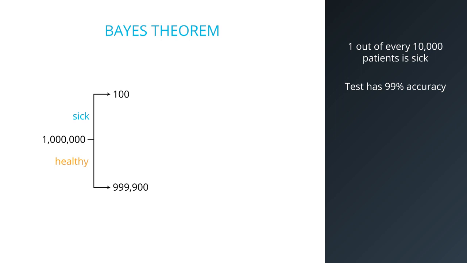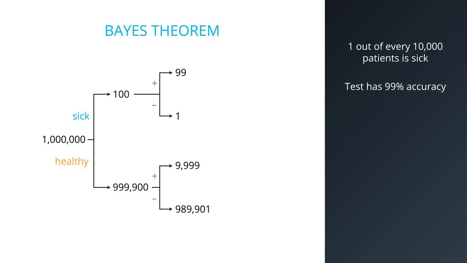So let's see how many of these patients will get diagnosed positively or negatively. Out of the 100 sick ones, 99 will be correctly diagnosed as positive, and 1 will be incorrectly diagnosed as negative. Now, out of the healthy ones, 1% or 9,999 will be incorrectly diagnosed as positive, and the remaining 99% or 989,901 will be correctly diagnosed as negative.